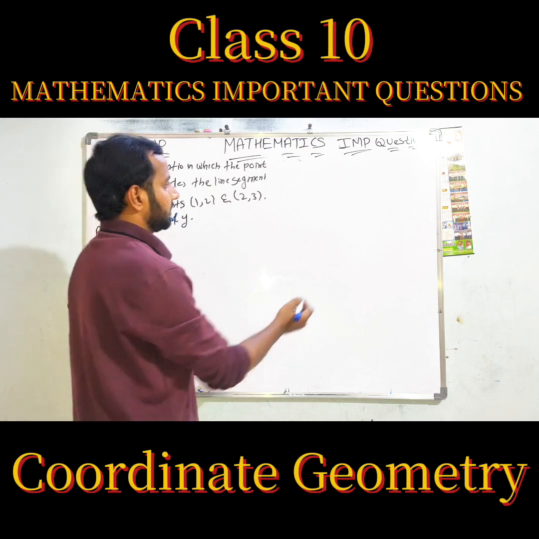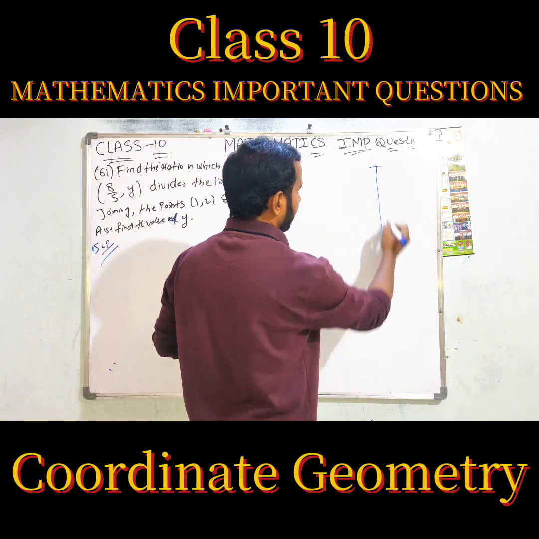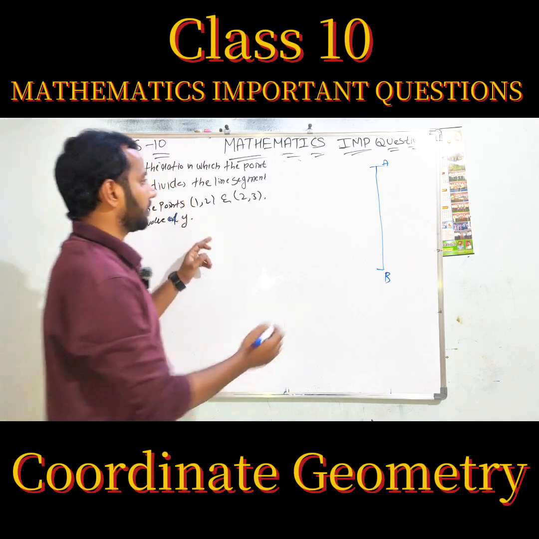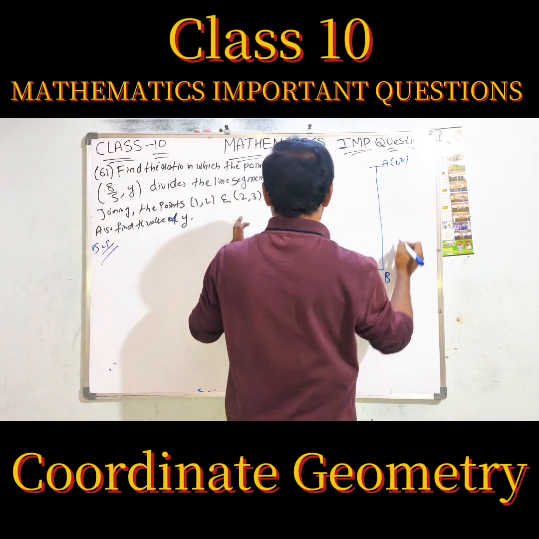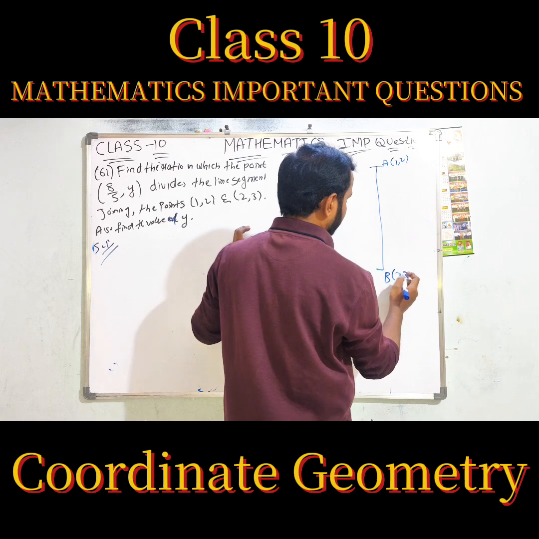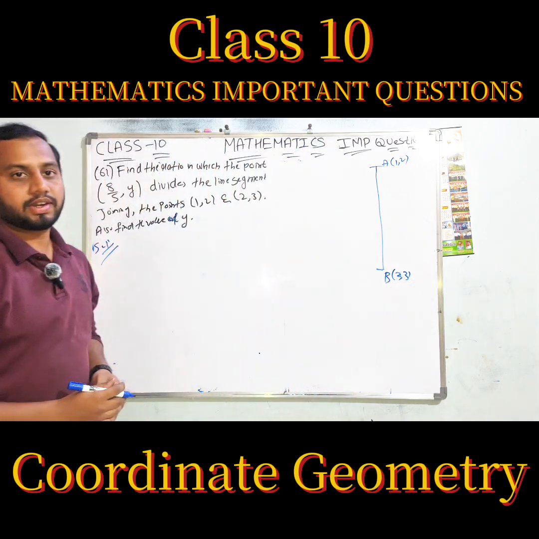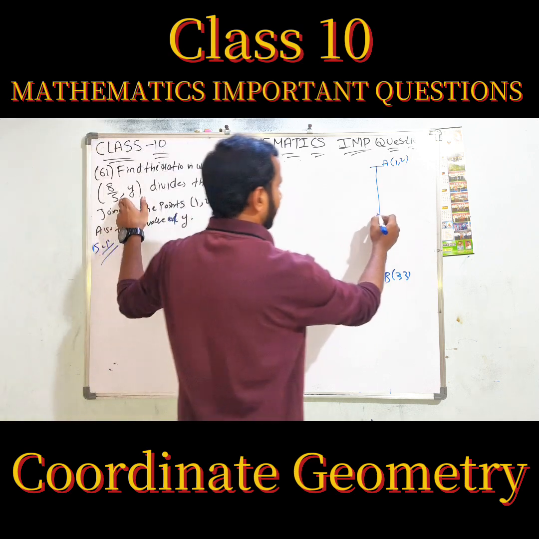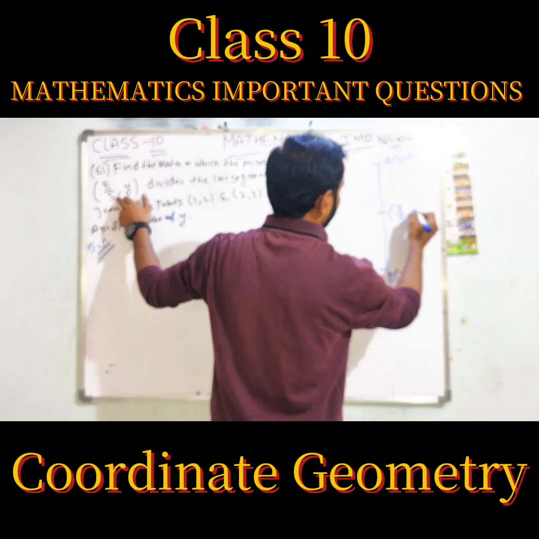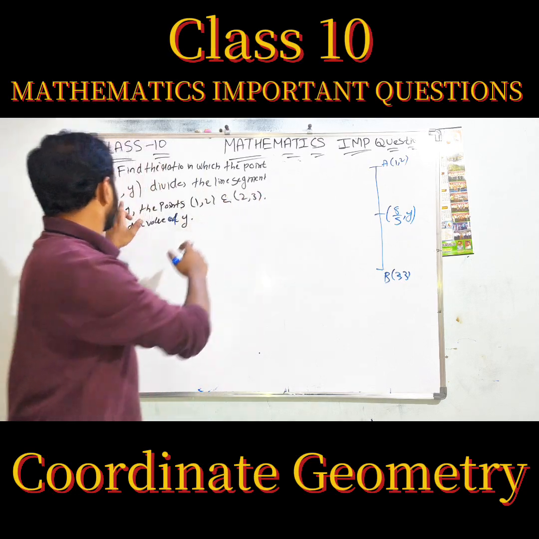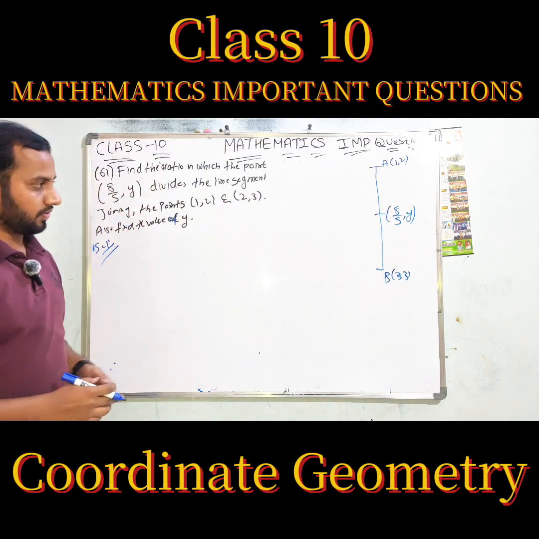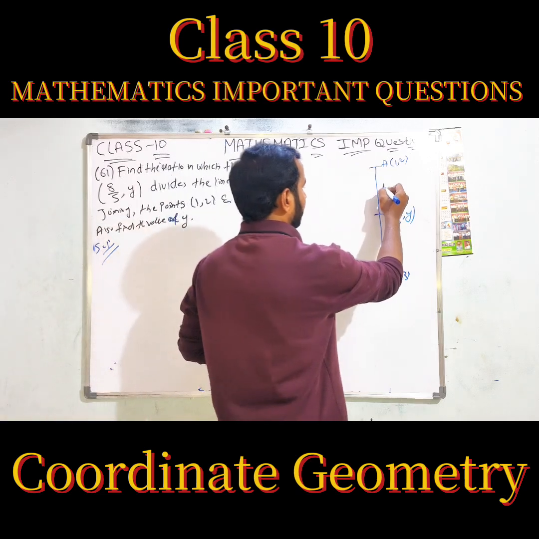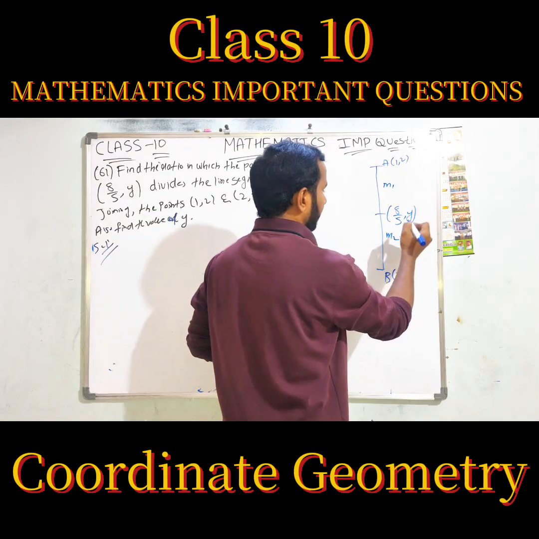Important question. Now they are saying to consider a line segment AB. A point is (1, 2) and B point is (2, 3). This line segment is divided by the point (8/5, y). We need to find the value of y as well as the ratio, that is m1 and m2.